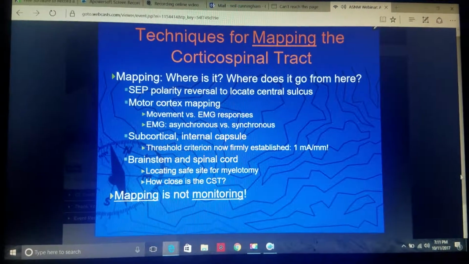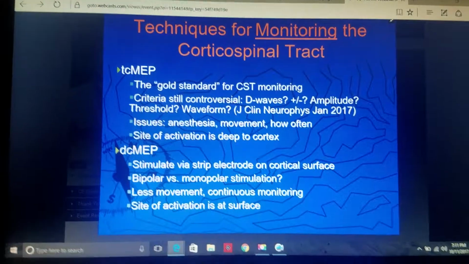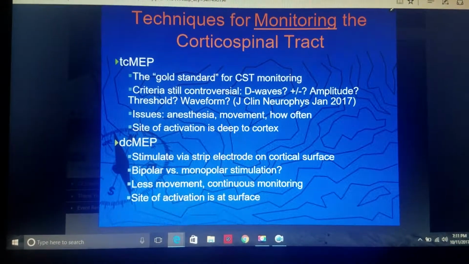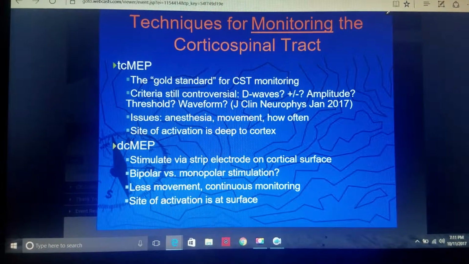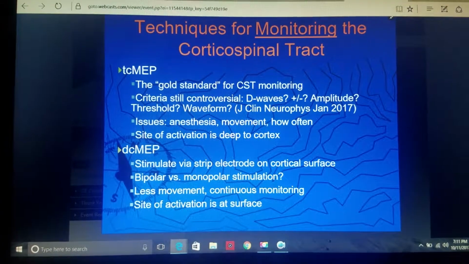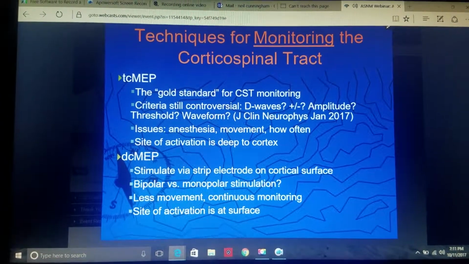than physiological criteria. And in all cases, we want to know how. And of course, mapping is not monitoring. Monitoring, the gold standard for corticospinal tract monitoring for years, of course, has been transcranial motor evoked potentials. There are still controversies about the appropriate criteria. I'm not going to go over those now.